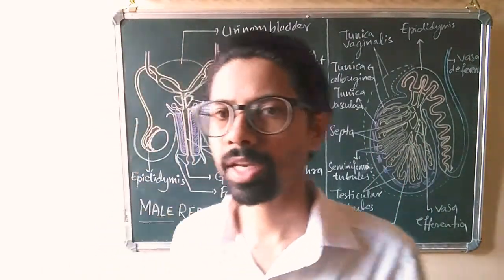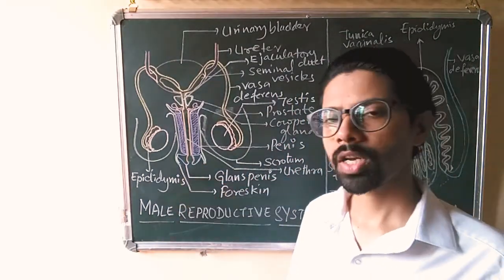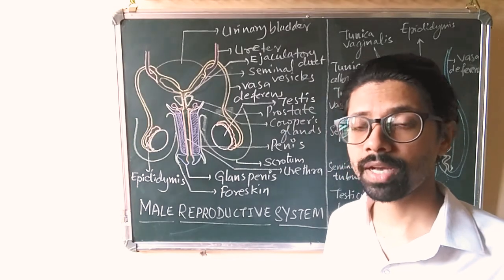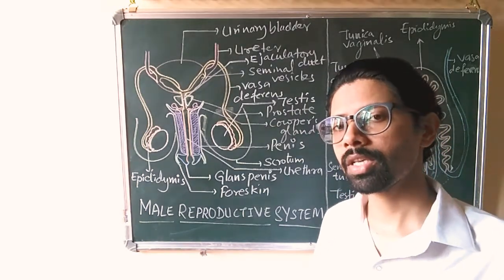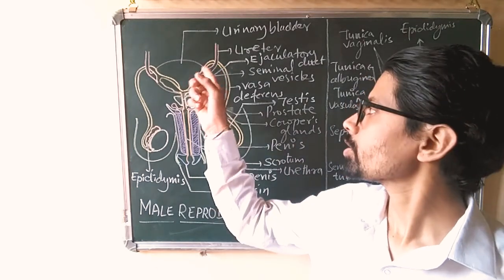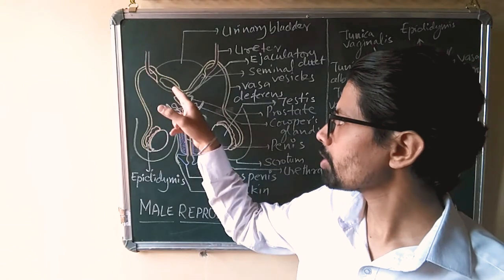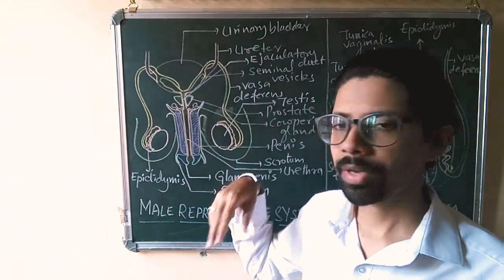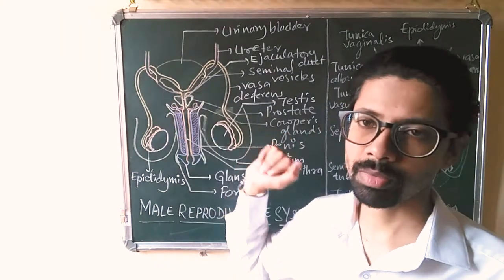Starting with the main diagrammatic representation of the male reproductive system, it is also called the urinogenital system. The reason is that the male reproductive system is connected to the excretory system. Here you can see the urinary bladder. Below the urinary bladder you have one pair of glands called seminal vesicles or seminal glands.